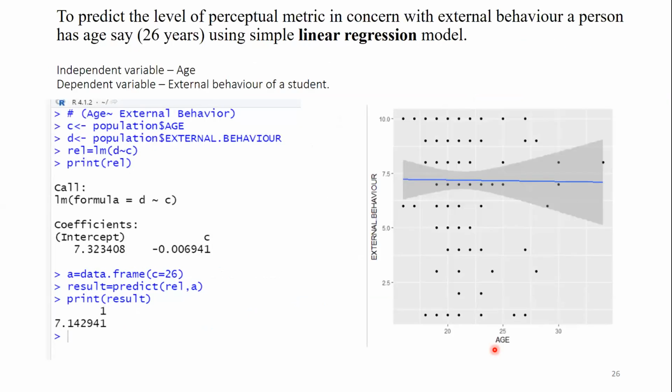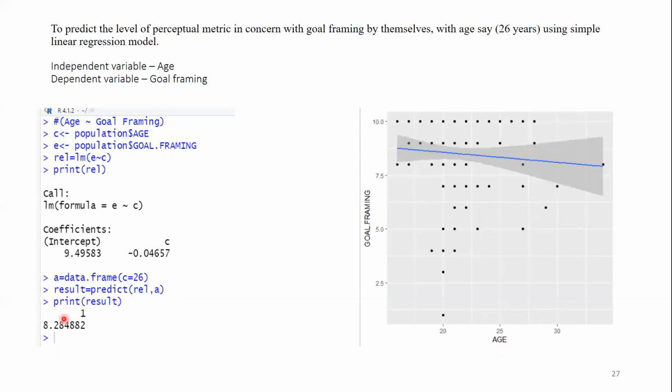And then here I've used simple linear regression where the independent variable is the age and the dependent variable is the external behavior of a student. So on the scale of 1 to 10, the result comes as 7.14 here. And here, to predict the level of perception metric, say for the age group of 26, using a simple linear regression model, the independent variable is age and the dependent variable is goal framing. So we can see here it's 8.2.